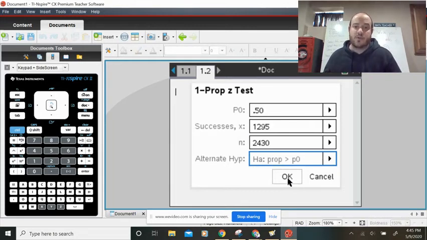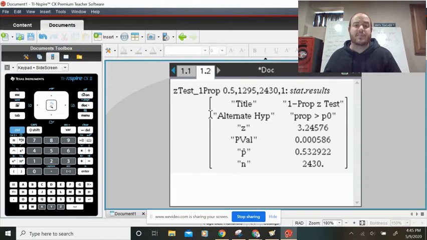Once I hit OK, it will go ahead and give me this little printout here. It gives us a lot of important things. Number one, it gives you the z-score. So this is how many standard deviations from the mean it would be if we were to go through the steps of finding our z-score. Next, it gives you the p-value. In this case, it's 0.000586. That's an extremely low p-value, and that's going to be a big one. That's what's going to make our decision for our hypothesis test.